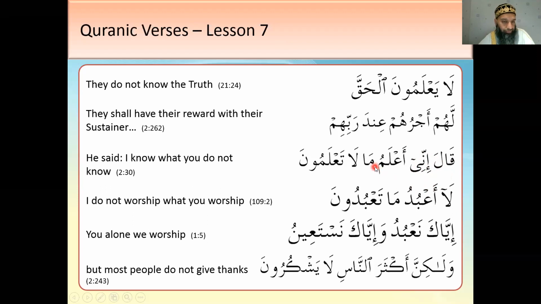a'lamu. A'lamu means I know. How do you say we know? Na'lamu, right? So you put the noon on to make it we. So he said, inni, indeed I, a'lamu, I know.